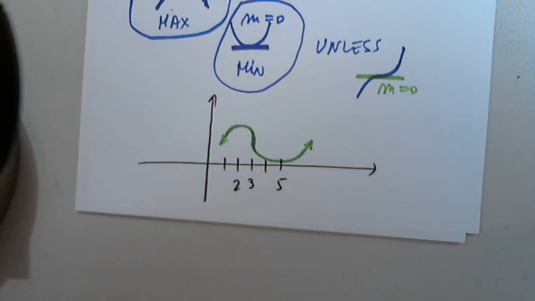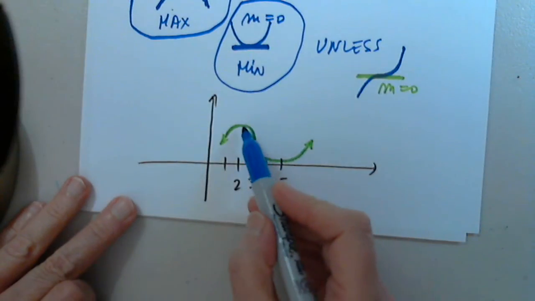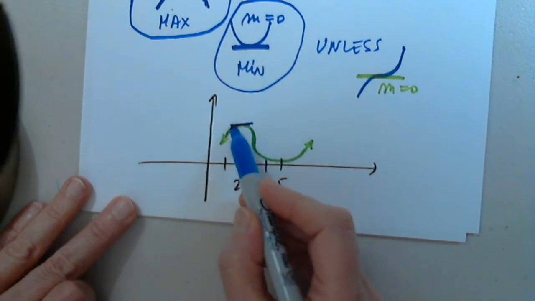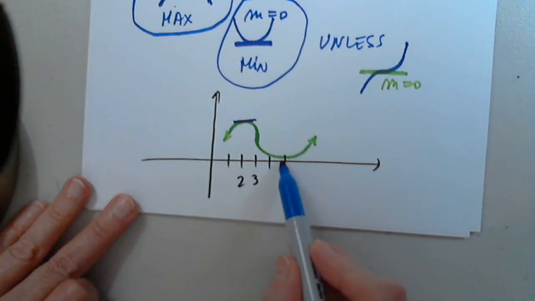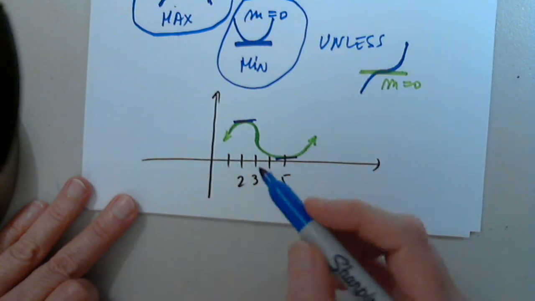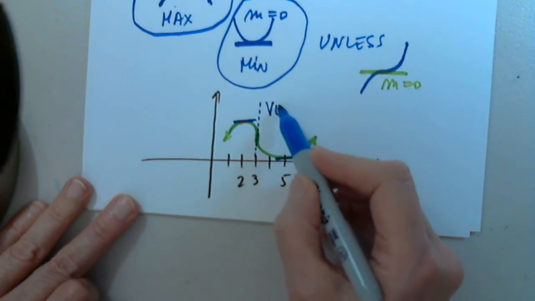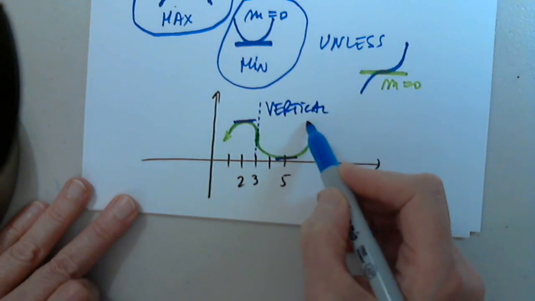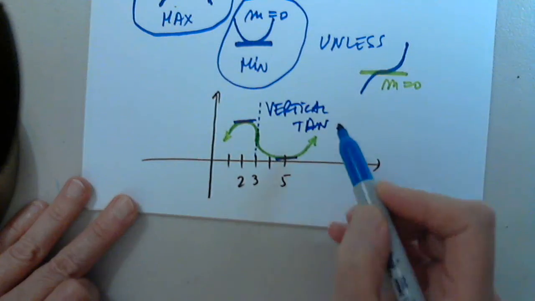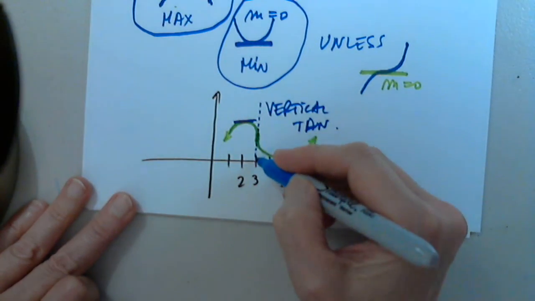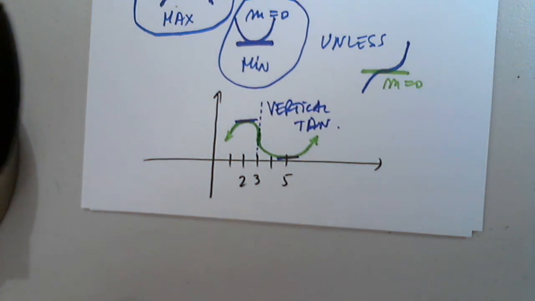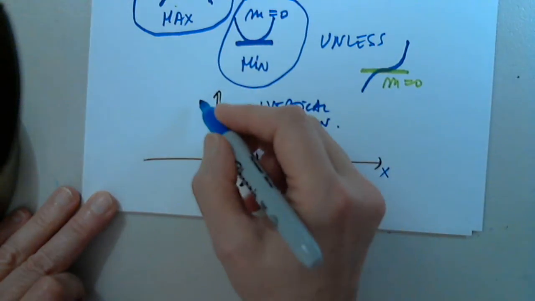Let's see. Do I have a horizontal tangent at 2? Yes. Do I have a horizontal tangent at 5? Yes. Is the function differentiable at 3? No, because I drew a vertical tangent. If it has a vertical tangent, the function is not differentiable at 3. And this is my example.